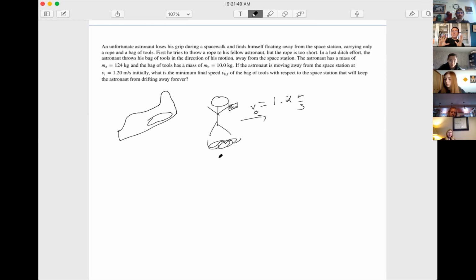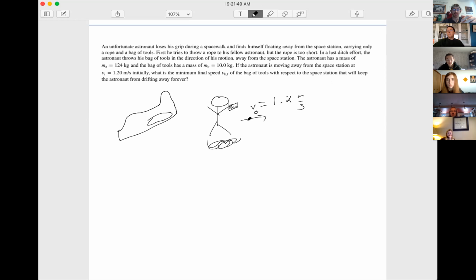So the astronaut has an idea. Basically, the astronaut is going to throw the tools forward. So the tools are going to have a really big velocity going forward. And then he wants to use the recoil to basically bring his final velocity to be 0. So ideally, he would actually have a negative velocity so he could go back to the spaceship. But the problem says, what is the minimum speed of the tools that will keep the astronaut from drifting away forever?